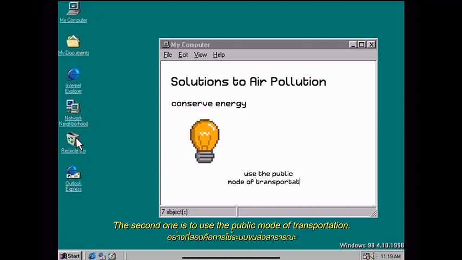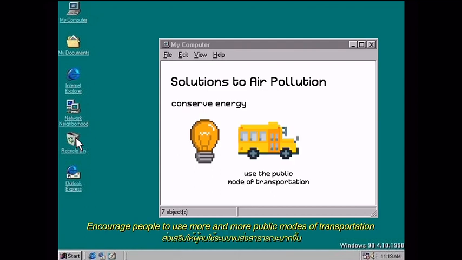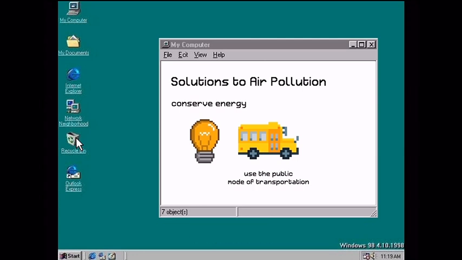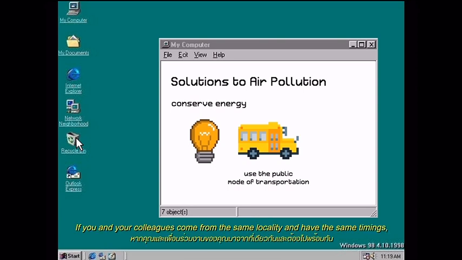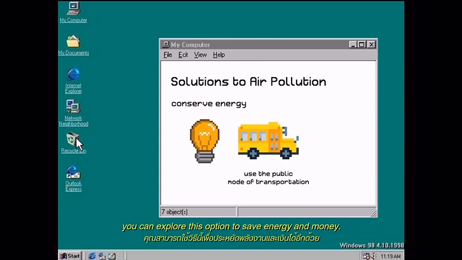The second one is use public mode of transportation. Encourage people to use more and more public modes of transportation to reduce pollution. Also, try to make use of carpooling. If you and your colleagues are from the same locality and have the same timings, you can explore this option to save energy and money.